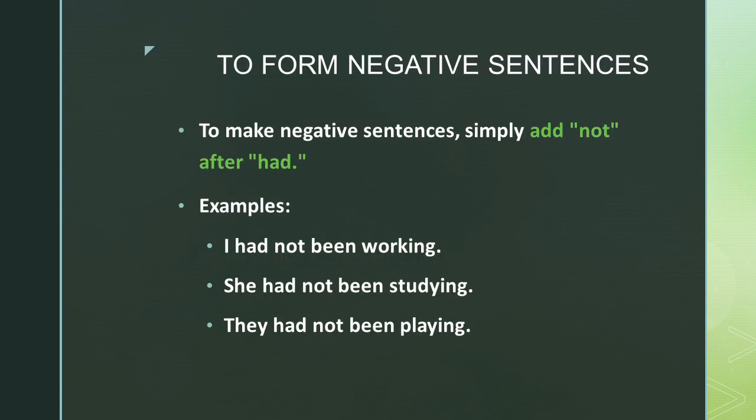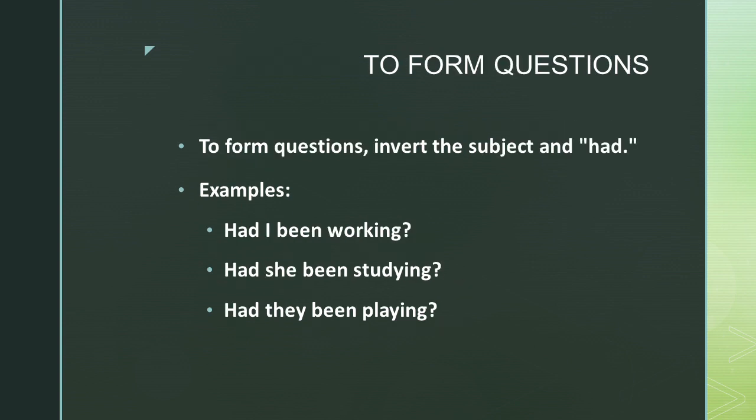To form negative sentences in the past perfect continuous, you simply add not after had. For example, I had not been working, she had not been studying, they had not been playing. To form questions, you simply invert the subject and had. So if the sentence is, I had been working, the question will be, had I been working? Had she been studying? Had they been playing?